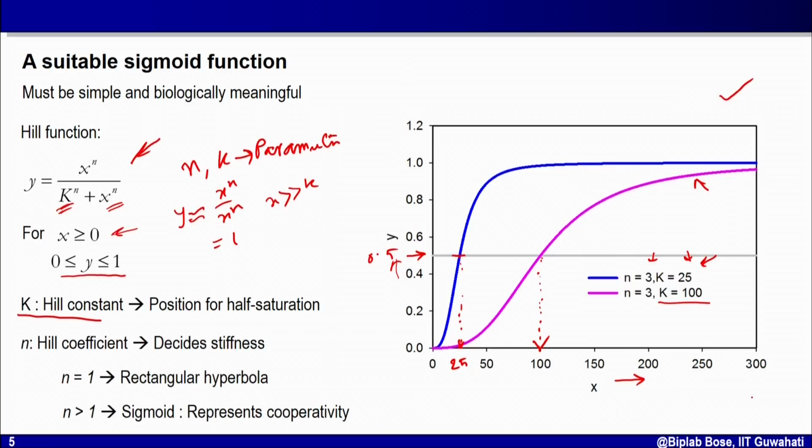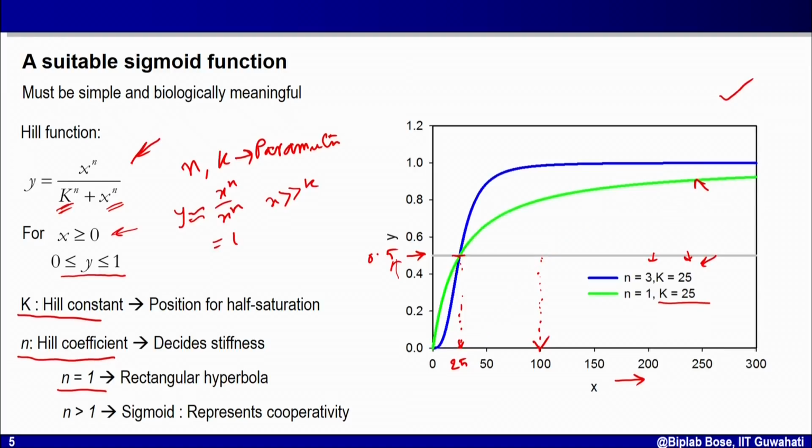N is an interesting parameter. N is called the Hill coefficient. And it decides how stiff this S-type figure would be, how stiff this sigmoid curve would be. If you take n equal to 1, I don't get much stiffness. I get a rectangular hyperbola type thing. Let us take the value of n. What I have done here, remember k is the same in both the curves. That is 25. So half saturation is at 25.